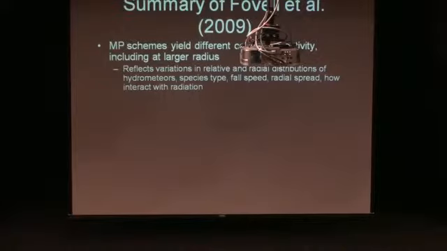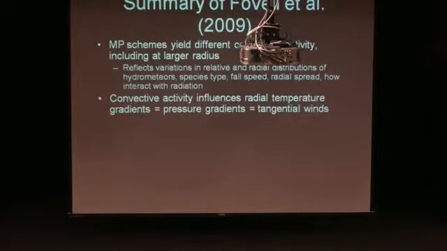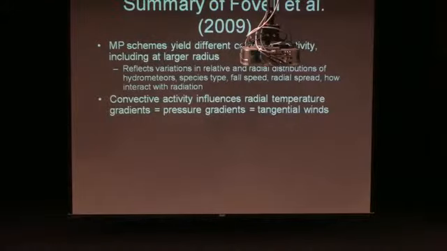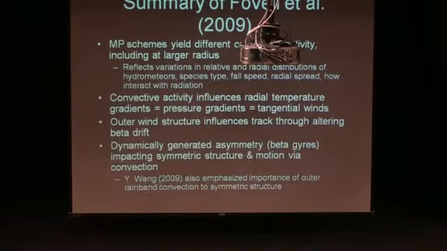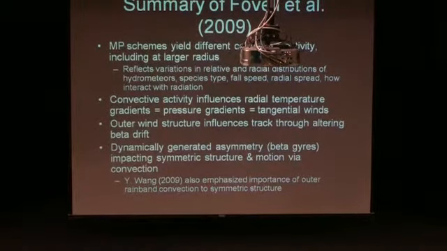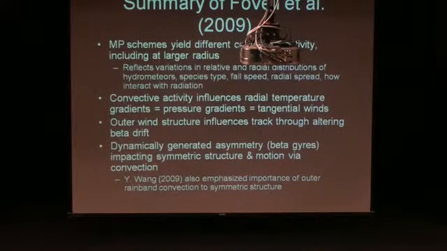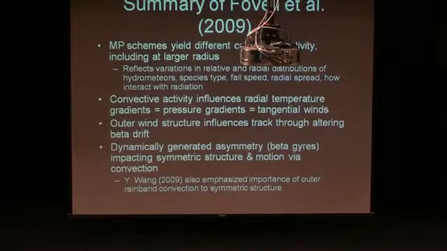This reflects variations in relative radial distributions of hydrometeors, what kind of species are being created, how, when, and where, the fall speeds, radial spread, how these particles interact with radiation, and all these other things. So it's very complicated. The convective activity then influences radial temperature gradients, which change pressure gradients, winds, and track through the beta drift. So that's this bullet point here. So this represents basically a dynamically created asymmetry and basically impacting the system structure and motion via convection.